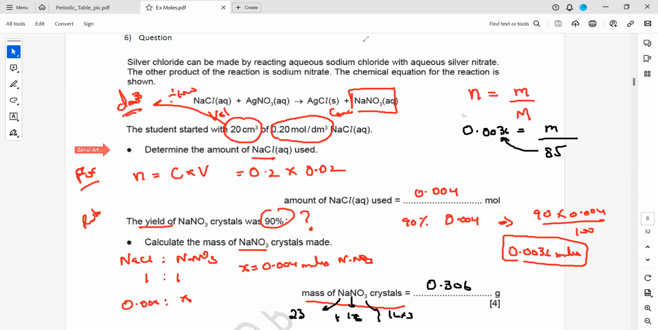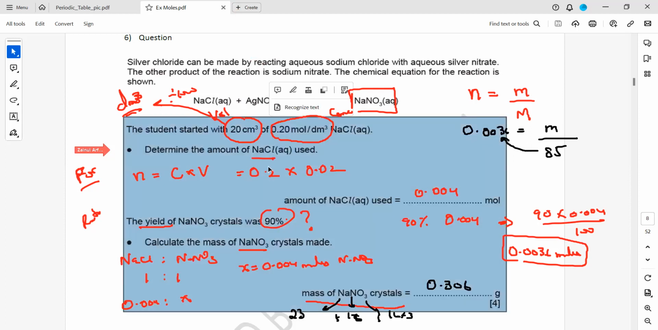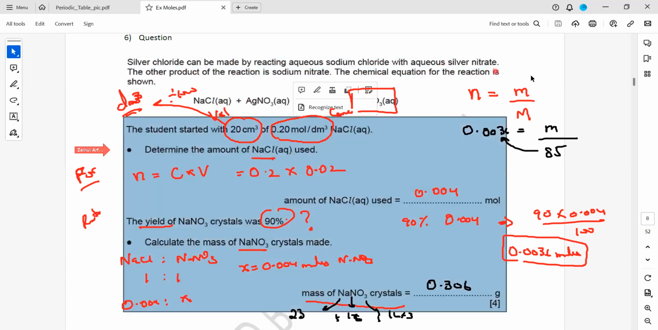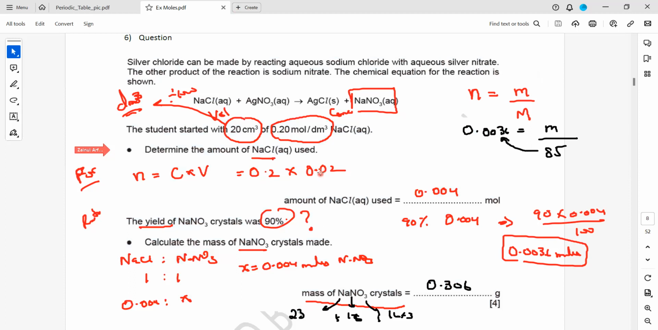I'll repeat this question. Look, what we did in the first part, we have to determine the amount of NaCl, the moles of NaCl. We have the volume of NaCl and we have the concentration of NaCl. So we use the formula that moles equal concentration times volume. The concentration is 0.2 and the volume is 20 cm cubed, which we convert into dm cubed by dividing by 1000. So don't forget to convert the volume from cm cubed into dm cubed by dividing by 1000. So 0.2 multiplied by 0.02, we got the moles of NaCl.